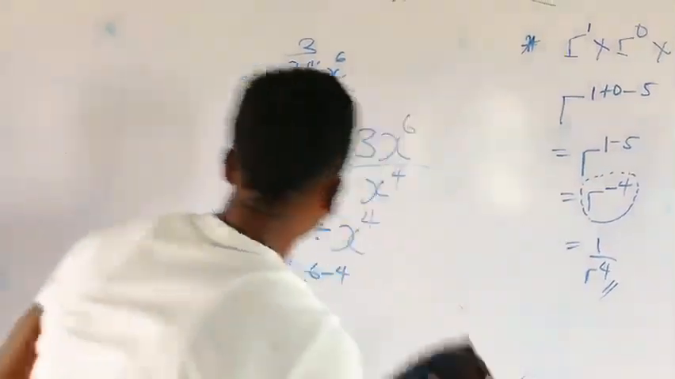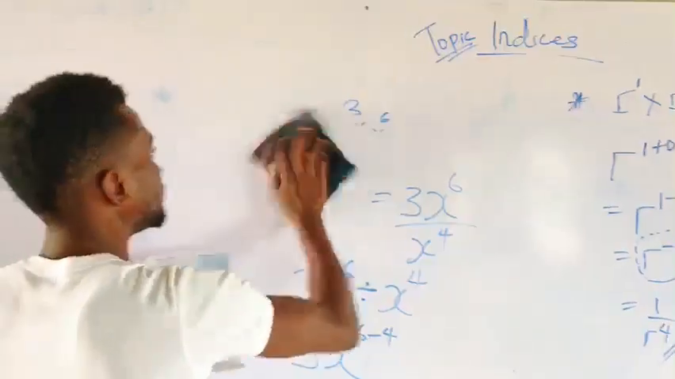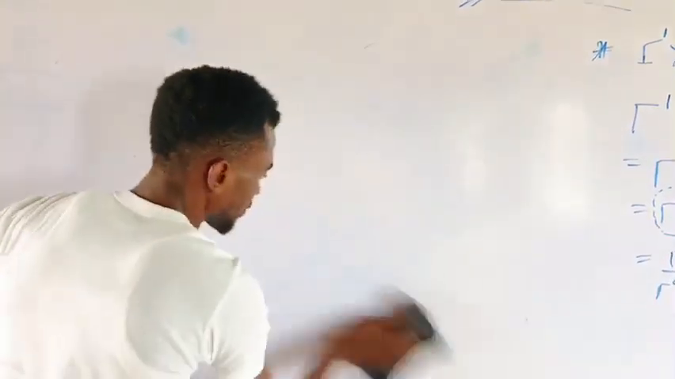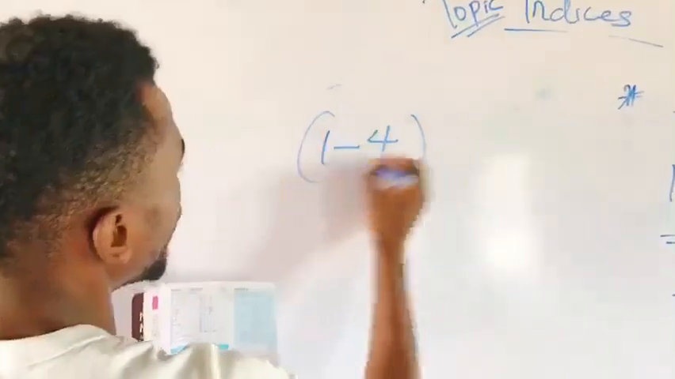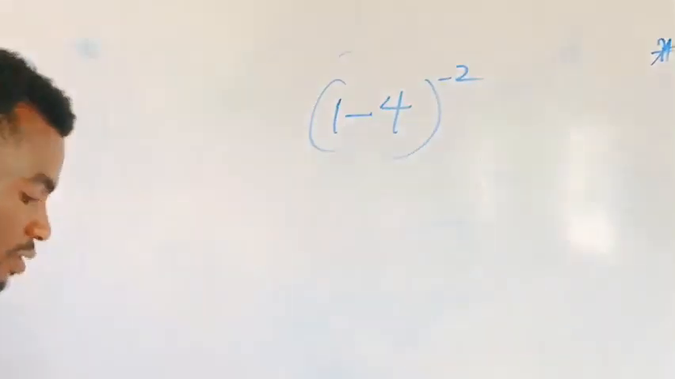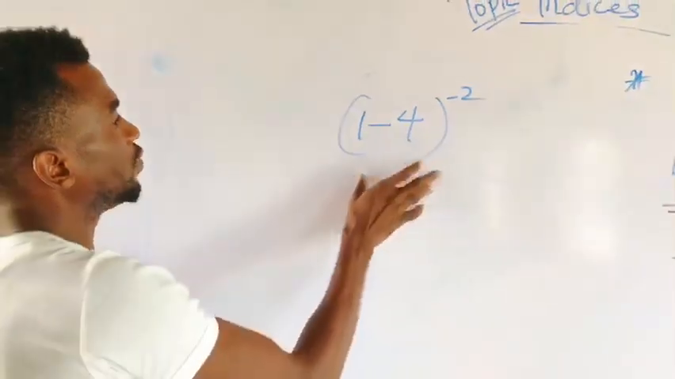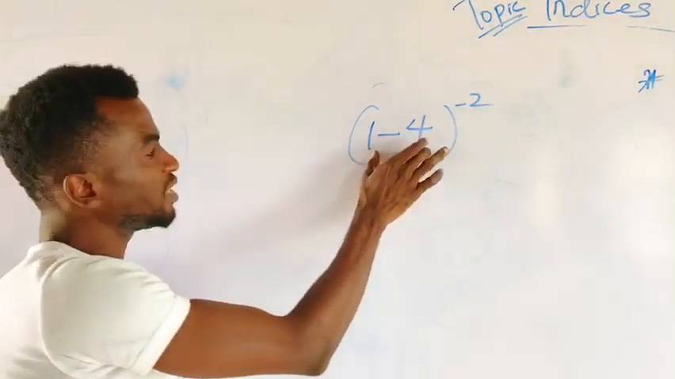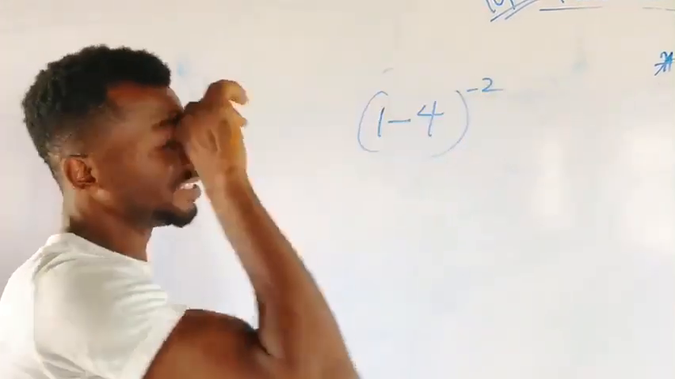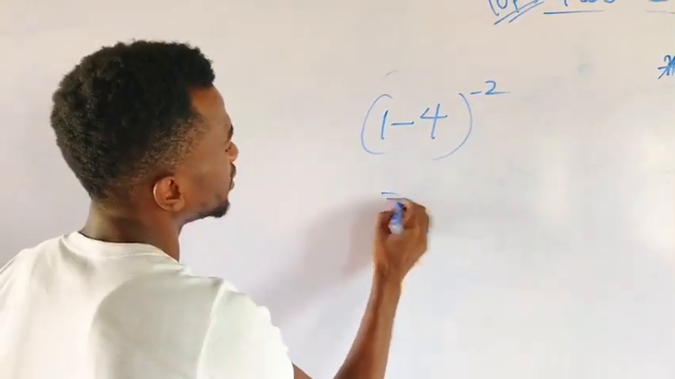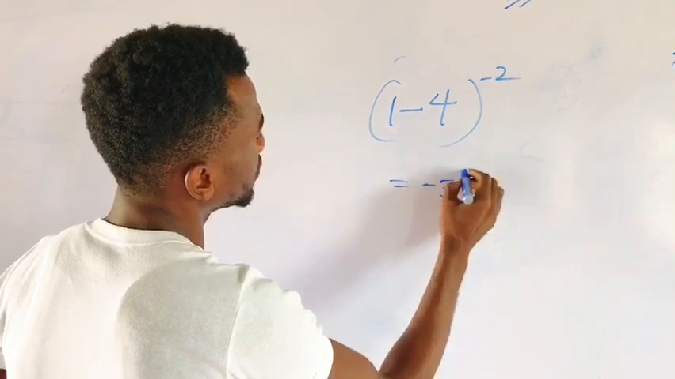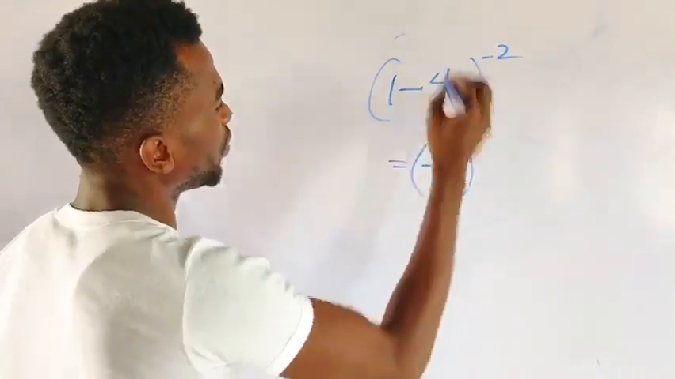Now, if we have this example, say 1 minus 4 raised to the power of minus 2. Now, let's solve this. To solve this, we first of all deal with what is inside the bracket, then we'll talk about the negative power minus 2. Now, 1 minus 4, we know that this is equal to minus 3 raised to the power of minus 2.